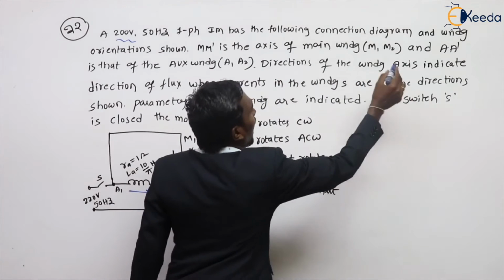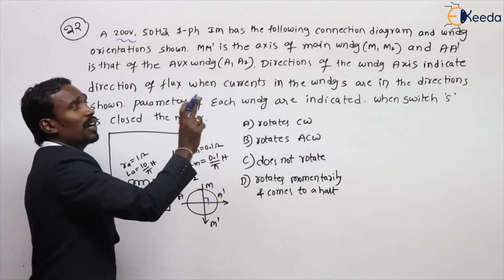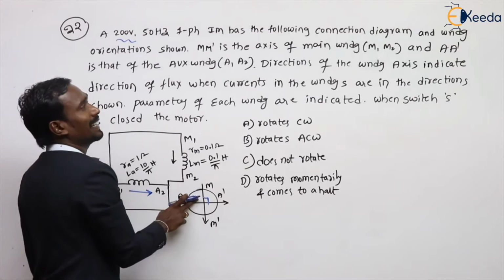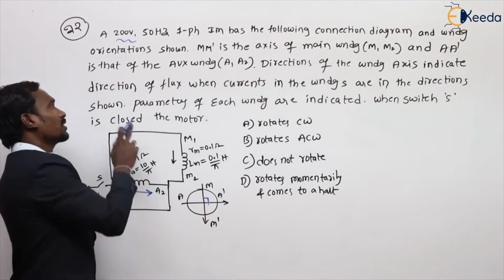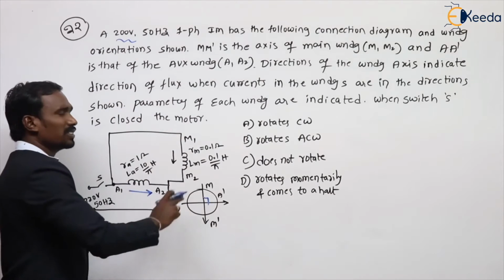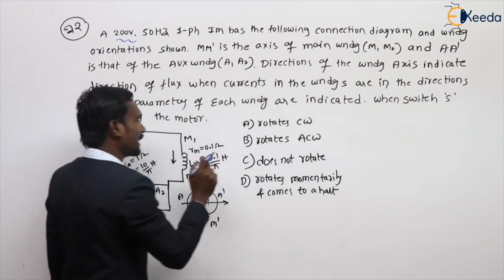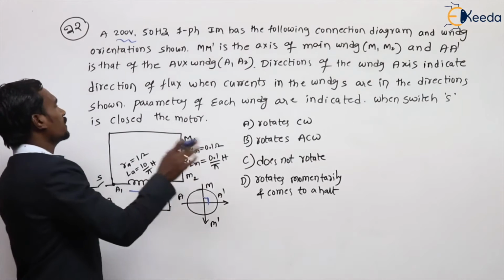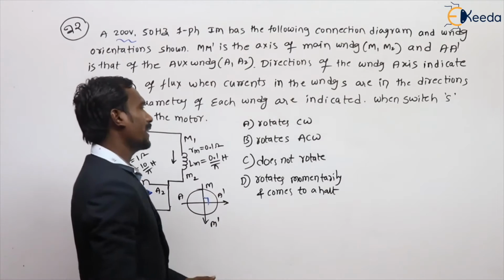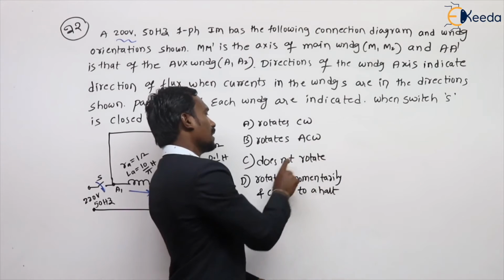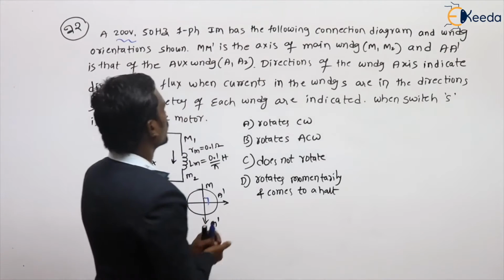Directions of the winding axis indicate direction of flux when currents in the windings are in directions shown. Generally, the current directions and flux directions are given in the figure. Parameters of each winding are also indicated. When switch S is closed, the motor rotates clockwise, rotates anti-clockwise, doesn't rotate, or rotates momentarily and comes to halt. This is the question.